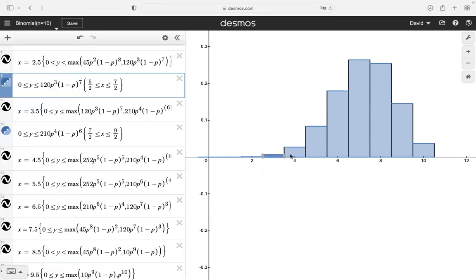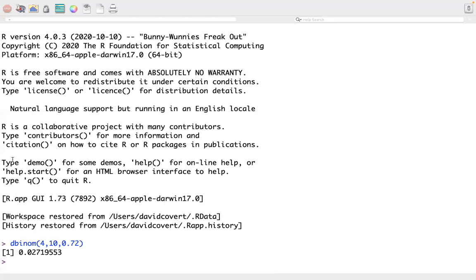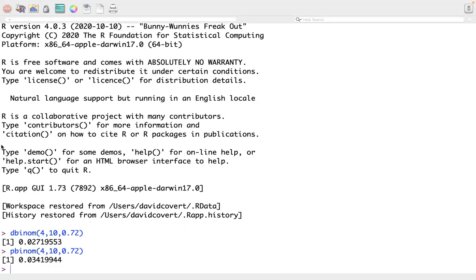But if we add up these areas, what we would want to use then is the P binomial function. The P binomial function tells you the probability of having 4 or fewer successes. So in other words, what's the probability of having exactly 4 or exactly 3 or exactly 2 or exactly 1 or exactly 0 successes? And that'll be just a little bit larger than this 0.027, 0.034.